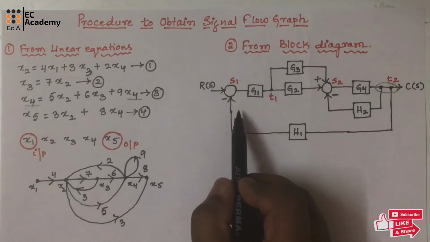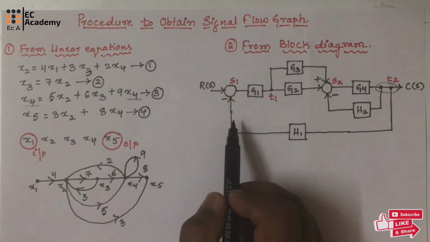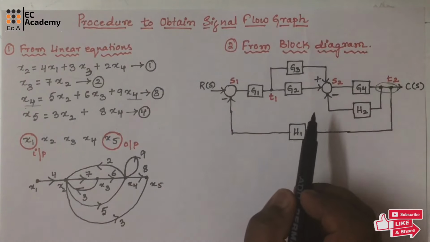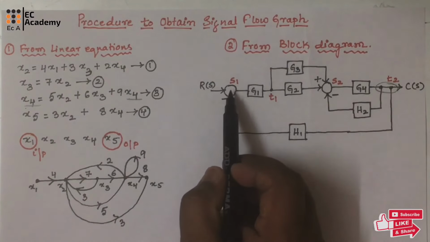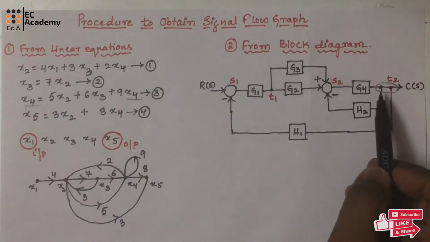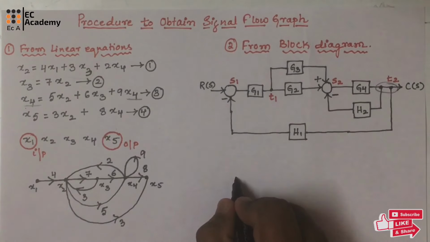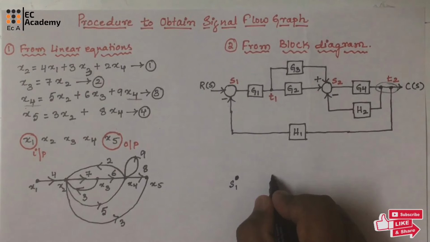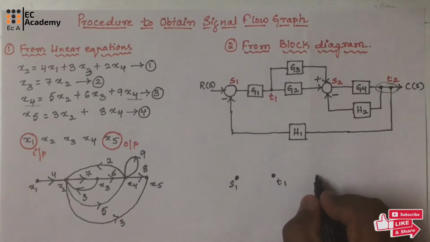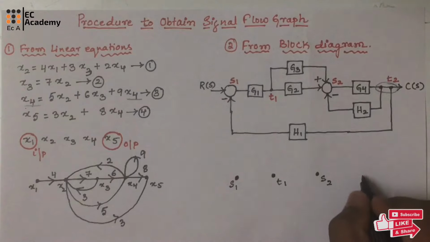After naming the takeoff points and summing points, represent each summing point and takeoff point by a separate node for the signal flow graph. Let us represent these summing points and takeoff points by nodes. So we have the first summing point, let us call that S1. We have a takeoff point here, let us take that as T1. There is the second summing point, which is S2. There is the third, a takeoff point, which is T2.